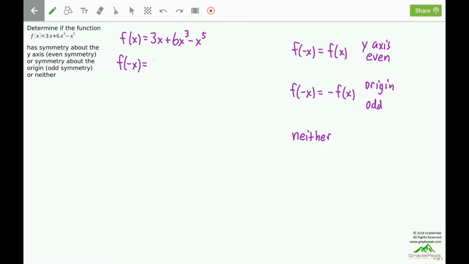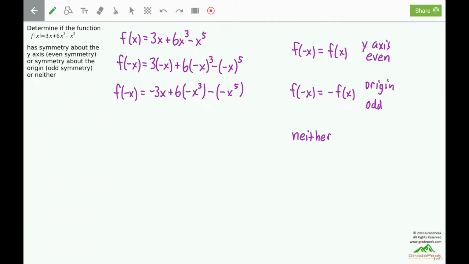f of negative x means to plug in negative x in for each of the x's, so 3 times a negative x plus 6 times a negative x cubed minus a negative x to the fifth power. 3 times a negative x will be a negative 3x, plus 6 times a negative cubed will be negative, and then x cubed, minus, and a negative to the fifth power will be negative, and then x to the fifth.